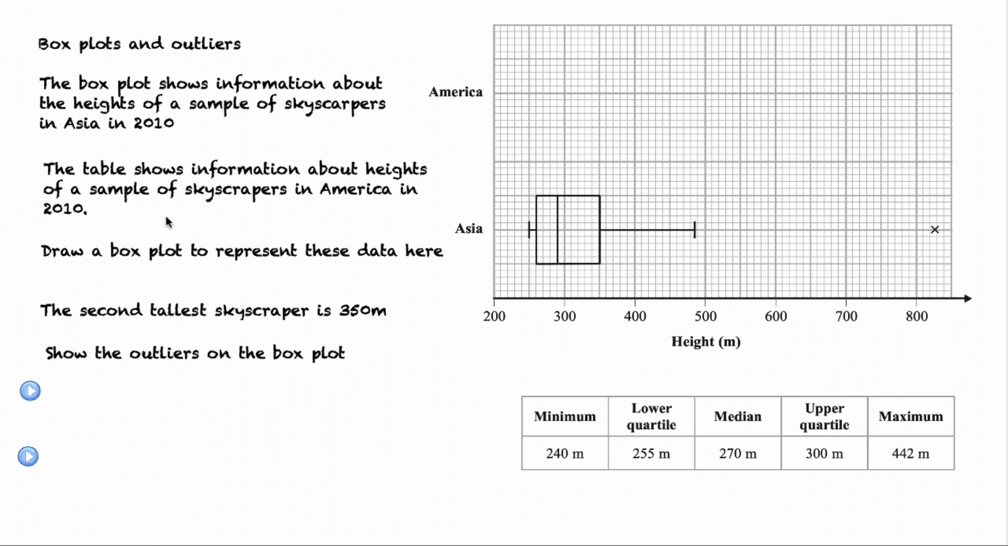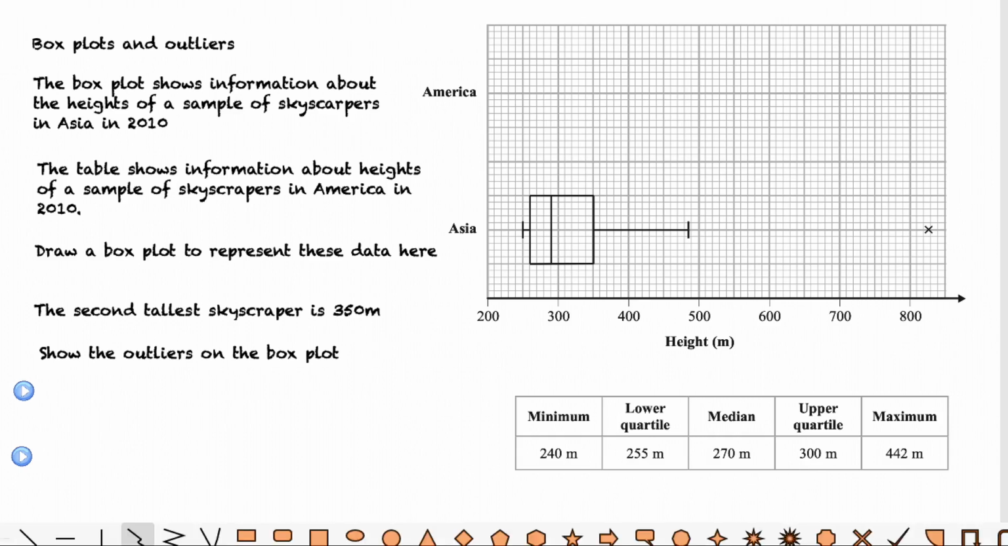On this slide, we will draw a box plot. The table shows information about heights of skyscrapers in America. We're given the minimum value, the lower quartile, the median, the upper quartile, and the maximum value. I'm going to draw a box plot with those data first. So for each of these values, I will draw a vertical line.